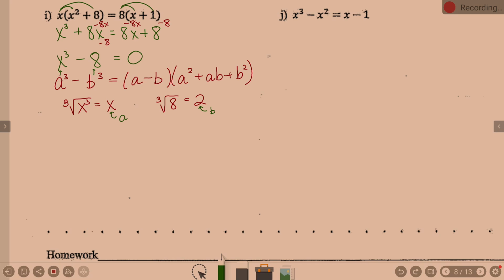Ready to try and fill it in? Okay. A minus b. That's my cube root of each. So x minus 2. Then a squared, which is x squared, plus ab, so a times b, 2 times x, 2x, plus b squared. What's b? 2 squared, so 4. And officially, my equation still equals 0.